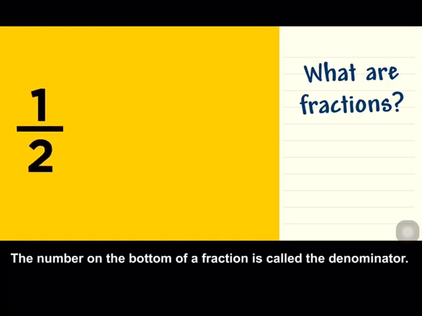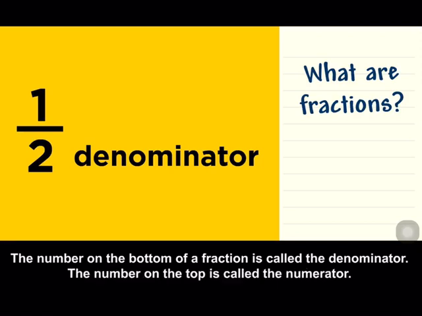The number on the bottom of a fraction is called the denominator. The number on the top is called the numerator.